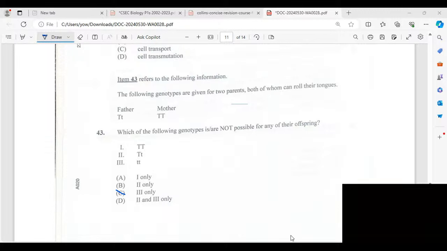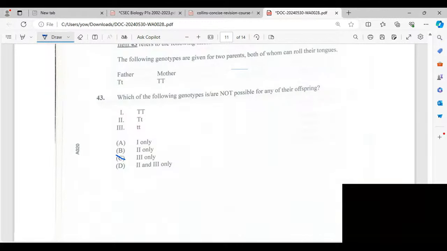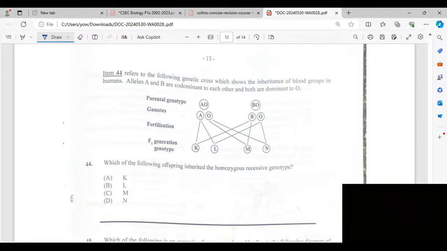Let's cook. All right, moving on. 44 refers to the following genetic cross, which shows inheritance of blood group in humans. Alleles A and B are codominant to each other, and both are dominant to O. In this case, they're asking which of the following offspring inherited the homozygous recessive. Homozygous recessive, you're looking at which one gets two O's. So you follow O, you see O and O. So that answer will be D. That would be D for 44.